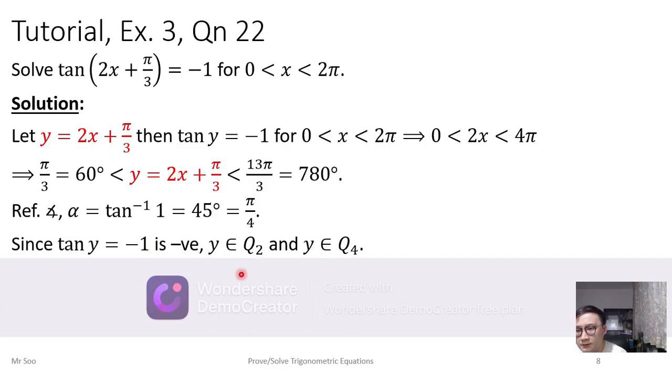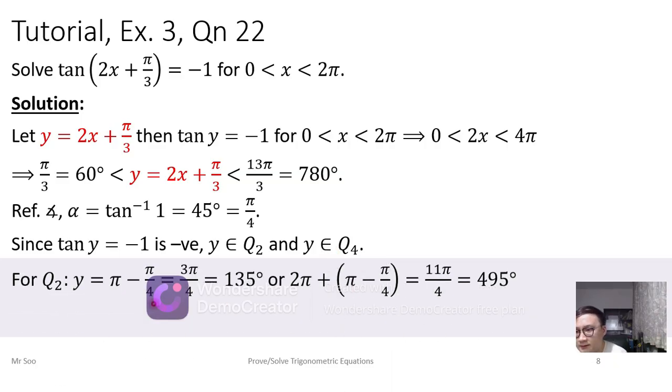Okay, here, can you see? Since tangent y equals negative 1 is negative, this tells you that y should lie in Q2 and y should lie in Q4. Then you're going to find the underlying angle y in Q2, which is, sorry, not 180, pi, because now we are dealing with radian. So pi minus pi over 4, your alpha for Q2. For Q4, 2 pi minus pi over 4.